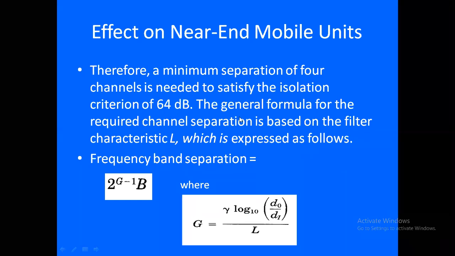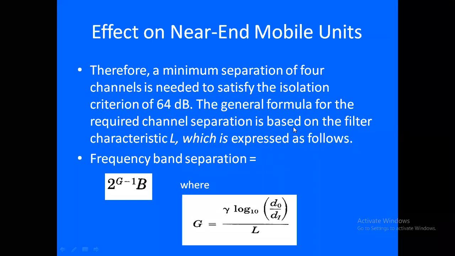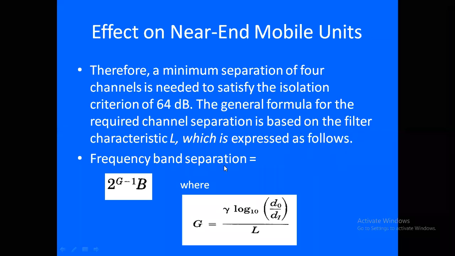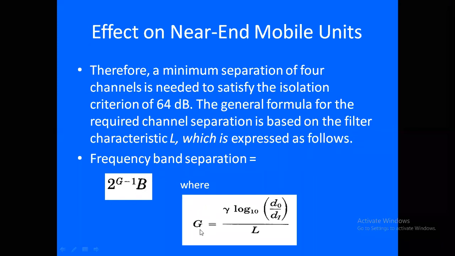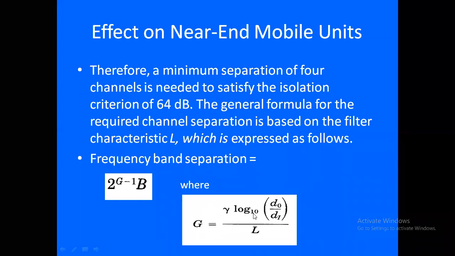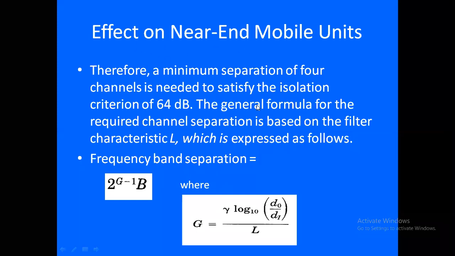The general formula for the required channel separation is based on the filter characteristics L, which is expressed as follows. The frequency band separation is given by 2 to the power G minus 1, times B, where G equals gamma log 10 of d naught by di, divided by L. So this is the effect of the near end mobile unit.